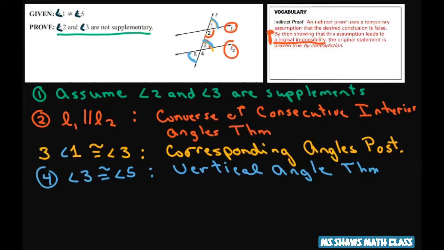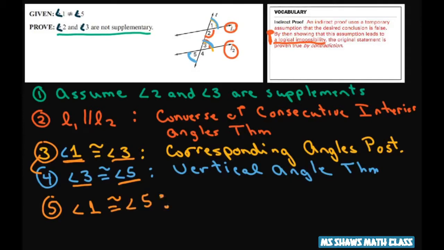So by our transitive property, see we have 3 and 4 here. If angle 1 is congruent to angle 3 and angle 3 is congruent to angle 5, then angle 1 is congruent to angle 5. So we know that angle 1 is congruent to angle 5. And that's just your transitive property of congruence.